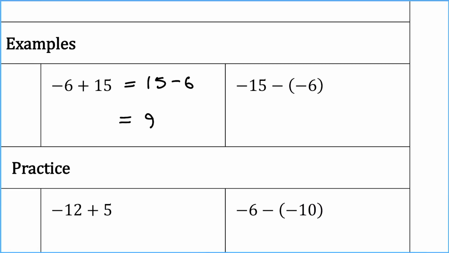And here we go, we have negative 15 minus negative 6. Whenever I subtract a negative, a double negative makes a positive. And then in the previous problem, I told you that this is the same thing as 6 minus 15. But just be careful here. 6 minus 15 or negative 15 plus 6, however you want to think about it.